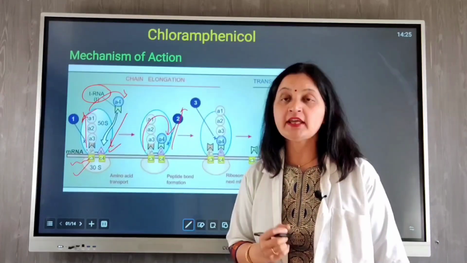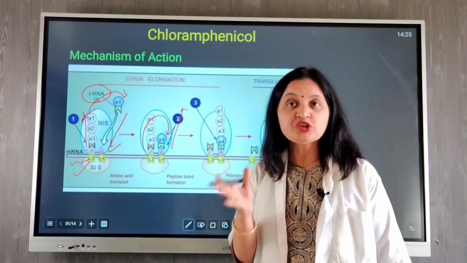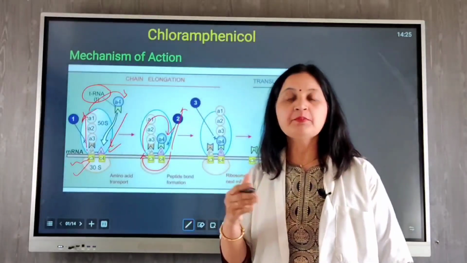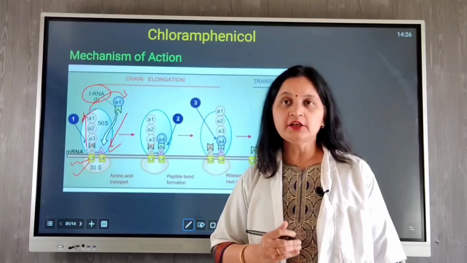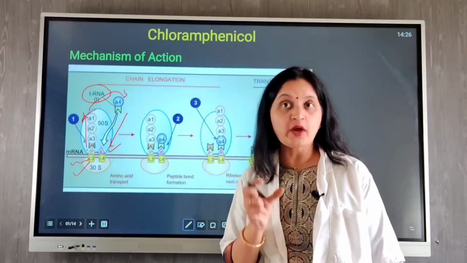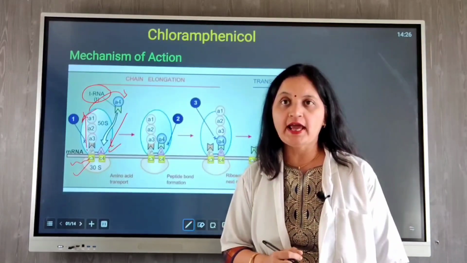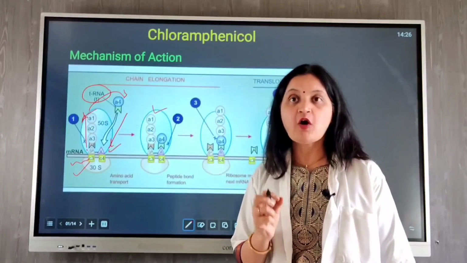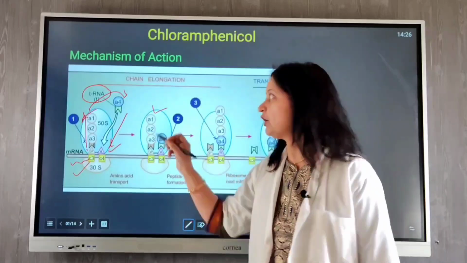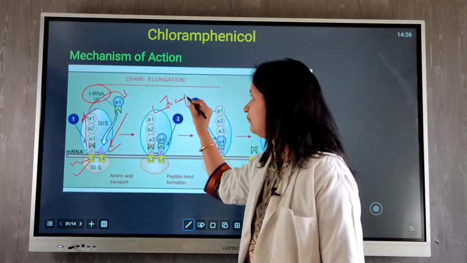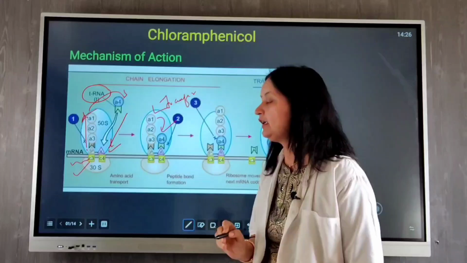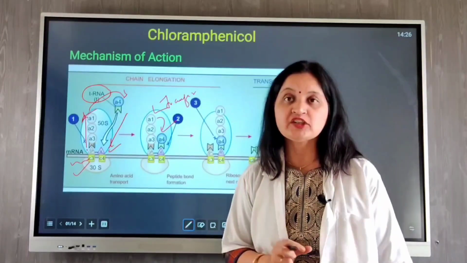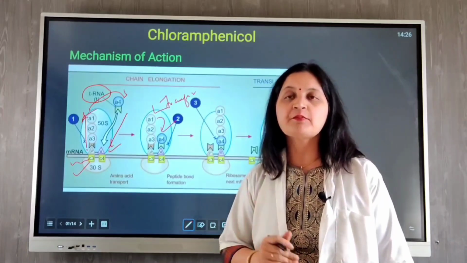Once the peptide chain is grown and elongated, it is shifted back from the A site to the P site, and further protein synthesis continues. So these are the different steps of bacterial protein synthesis. So at which stage does chloramphenicol act? Chloramphenicol binds to the 50S subunit and interferes with the transfer of the peptide chain from the P site to the acceptor site.